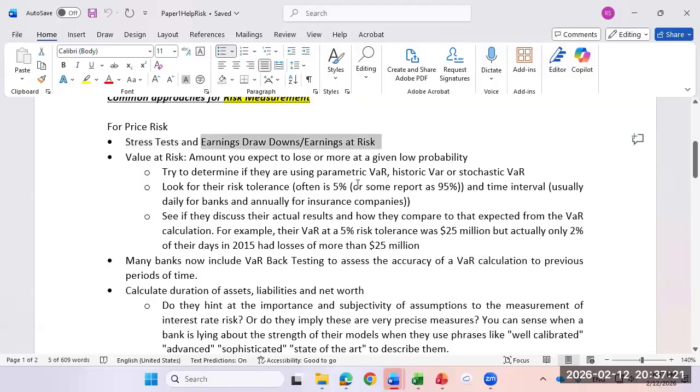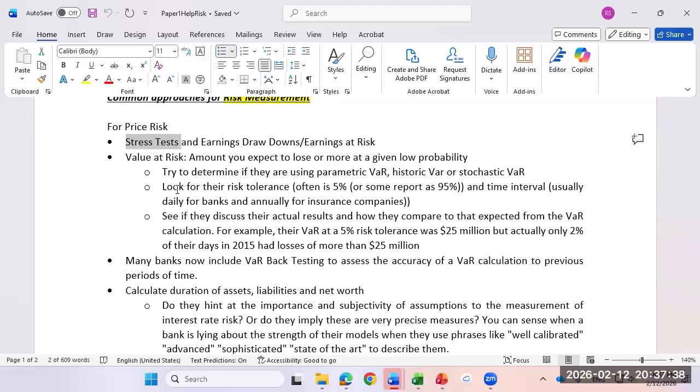Some firms talk about stress tests and then they talk about earnings drawdown. To me, earnings drawdowns are stress tests. It's just a different kind of stress test. So we did stress tests. Remember, on the balance sheet immunization, we asked, what does net worth do if interest rates go up 100 basis points? They go down 100 basis points.